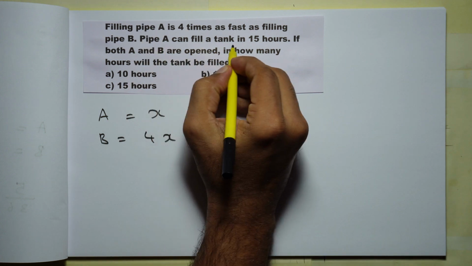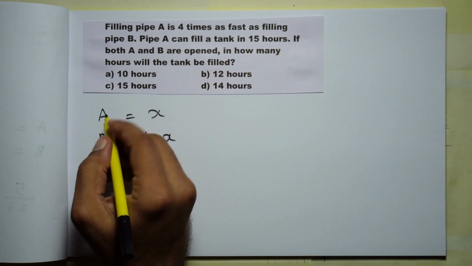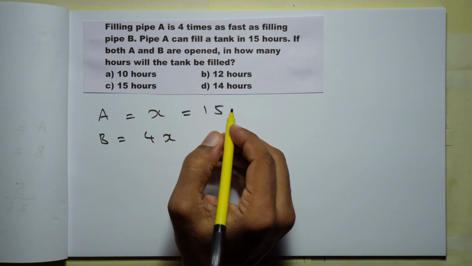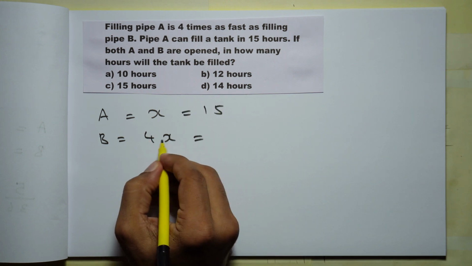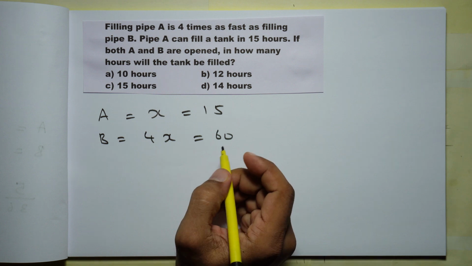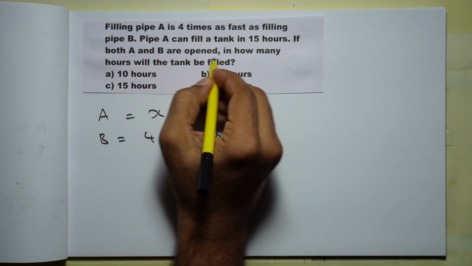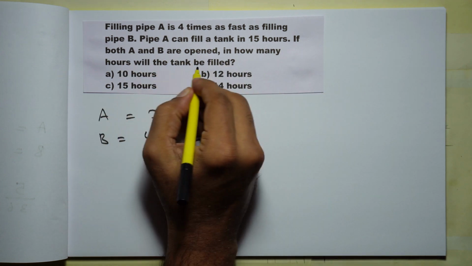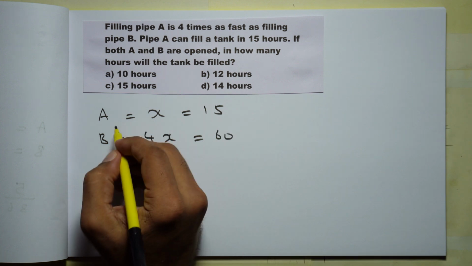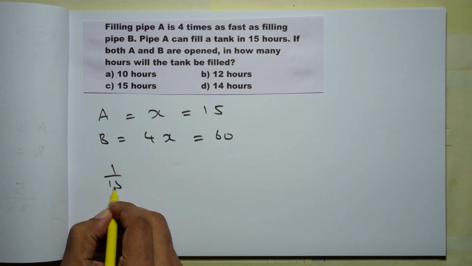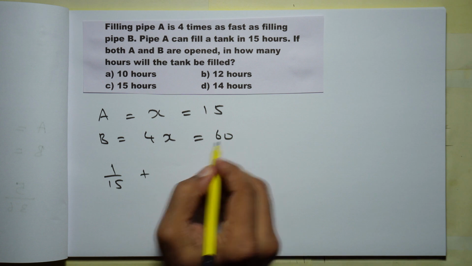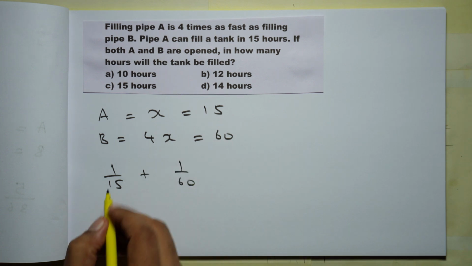Pipe A can fill a tank in 15 hours. So this is 15. So 4x will be 4 times 15 is 60 hours. If both A and B are opened, in how many hours will the tank be filled? So both A and B are opened. A will fill 1 by 15th of the tank and B will fill 1 by 60th of the tank.